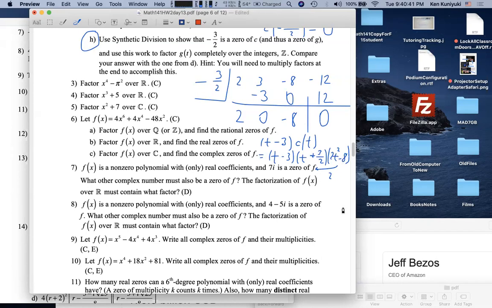So, okay. So we're talking about factoring over the integers. Oh, okay. So there are a couple things we have to do here, actually. So equals, you have the 2 in front, t minus 3, t plus 3/2, factor out a 2, t squared minus 4.